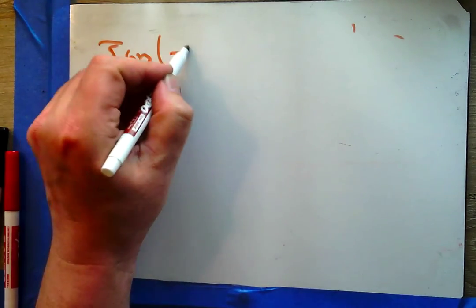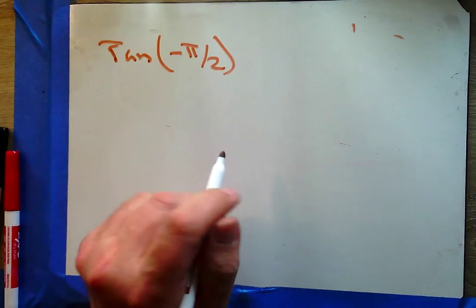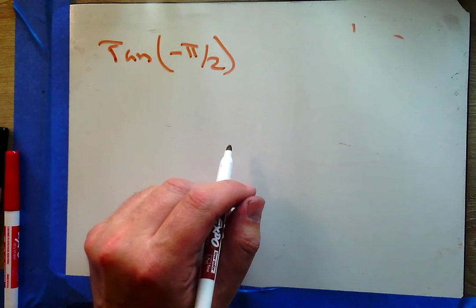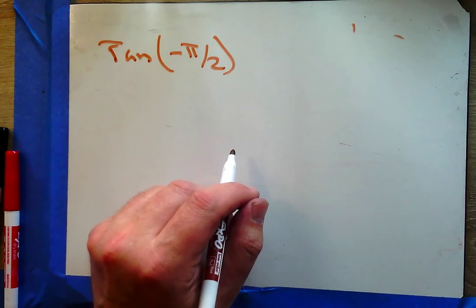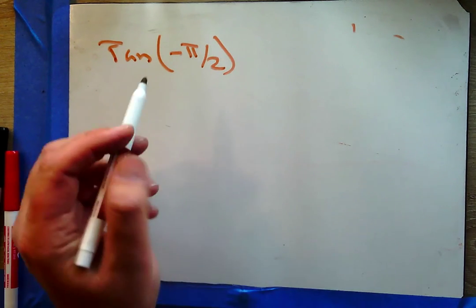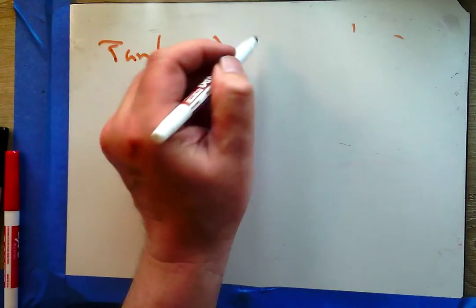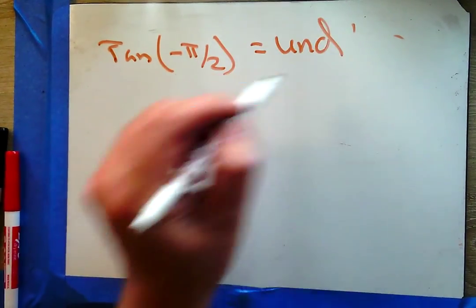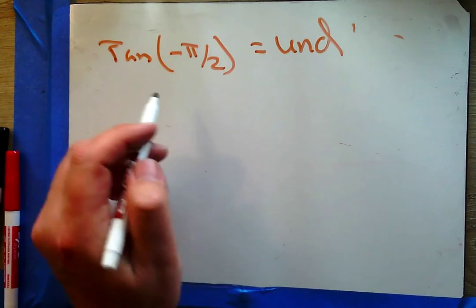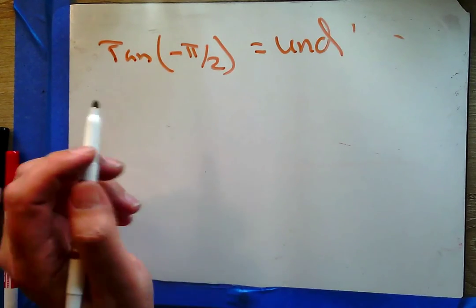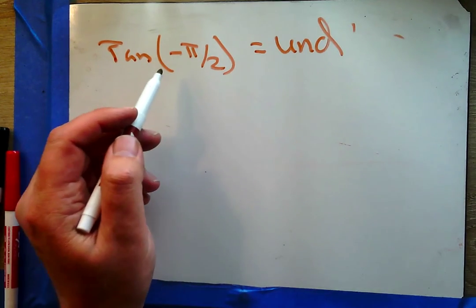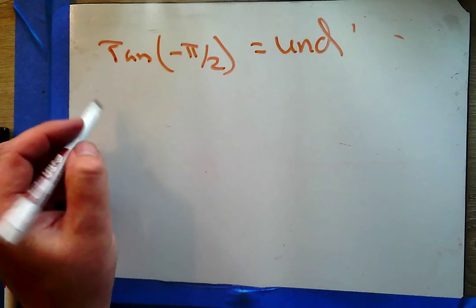Tangent negative pi over 2. 5, 4, 3, 2, 1. That's right, this is where one of the vertical asymptotes are, so that's undefined. Remember, when we're graphing tangent, we set the argument, the stuff in parentheses, equal to pi over 2 and negative pi over 2 to find the vertical asymptotes. So that's a vertical asymptote for us.